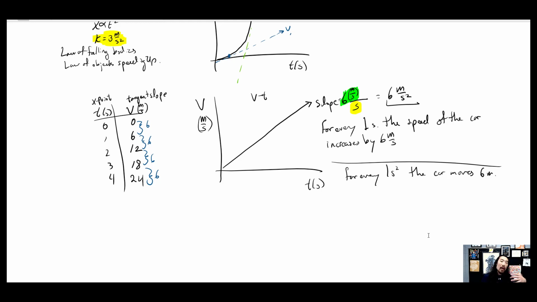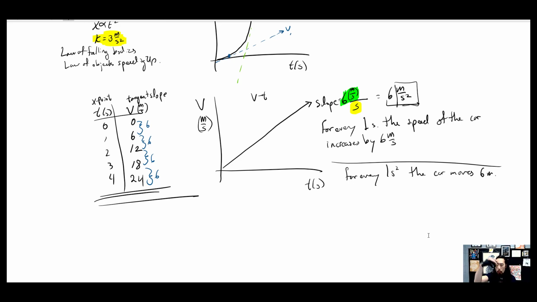But we can actually count on our fingers, all right, for every 1 second. So 1 second, the speed of the car increases by 6, right? So 1 second passes by, 6. 2 seconds passes by, 12. 3 seconds passes by, 18. 4 seconds passes by, 24. And that's how we actually got this table. And that's why it's so important to know where these units come from, because they actually tell you so much more than you realize. Okay, and so from here on out, you may hear me call the units for this meters per second squared, or you may hear me call it meters per second.